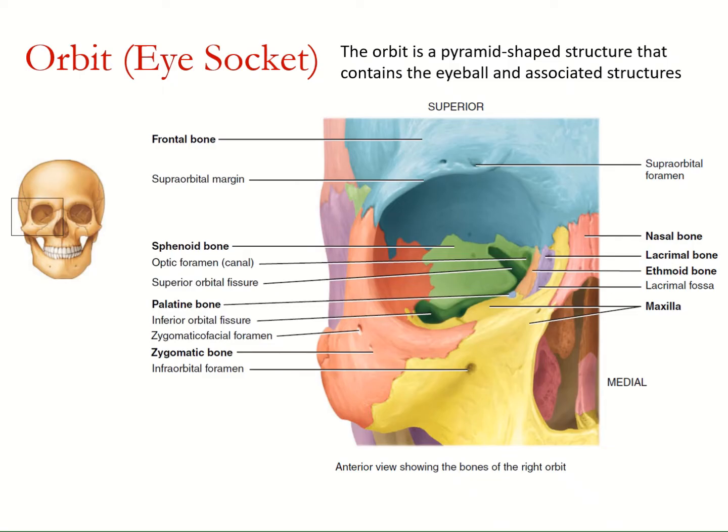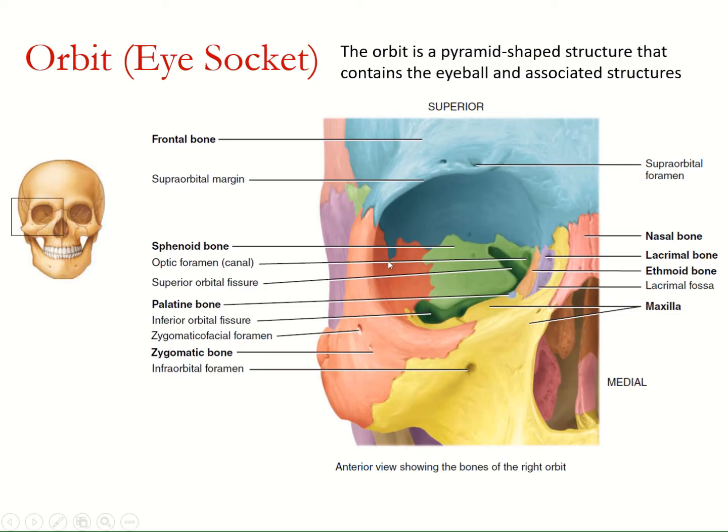The orbit or the eye socket. So your orbit is this one. So in a bigger picture, this one, the eye socket. So your eyeballs are located here in your orbit. So the orbit is a pyramid-shaped structure that contains the eyeball and associated structures.